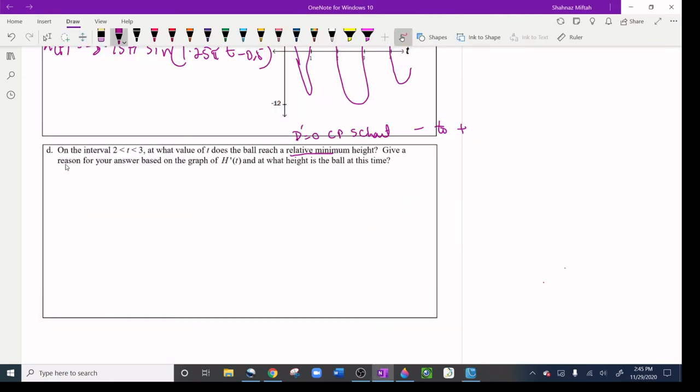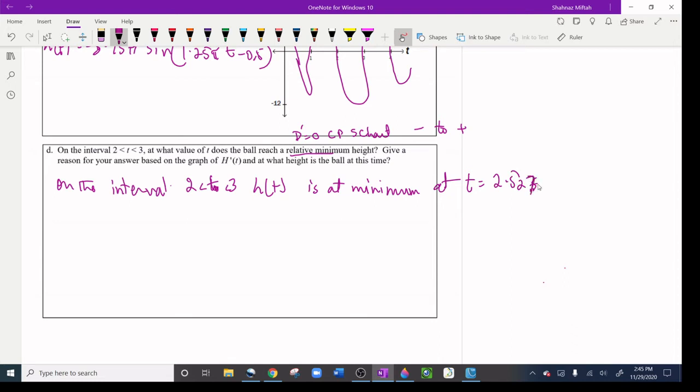So that's my minimum. I can say on the interval 2 to 3, h of t is at minimum at t equal 2.527, because the graph of h prime t changes from negative to positive. Okay, what else do they talk about? Give a reason for your answer, which I did.